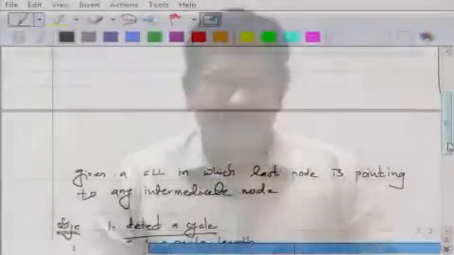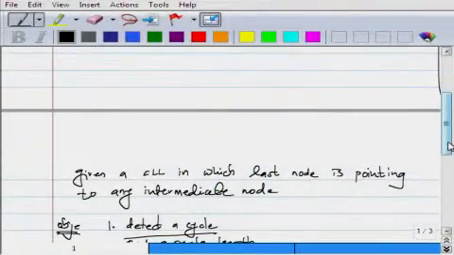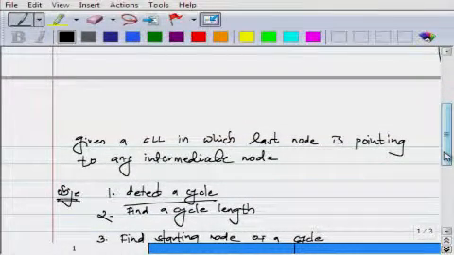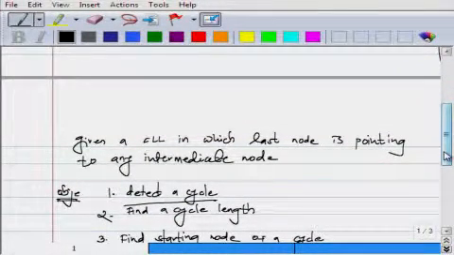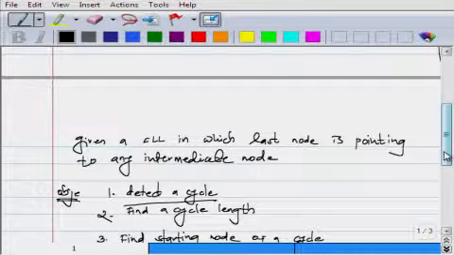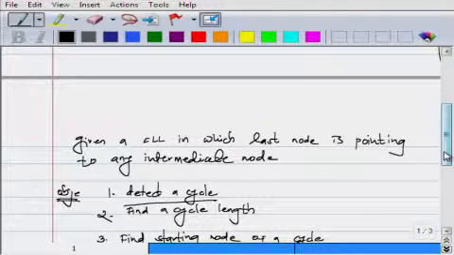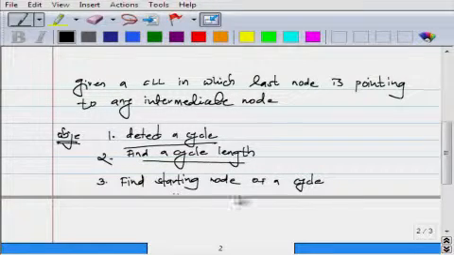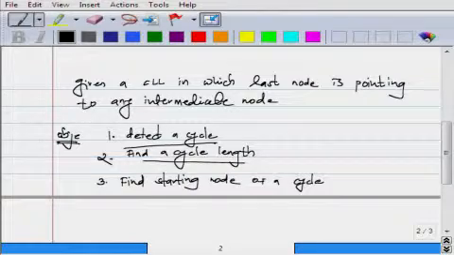Today we will be discussing a problem on finding a cycle in a circular linked list. The problem statement is: given a circular linked list in which the last node is pointing to any intermediate node. Generally, the last node points to the first node, right? So our main objective is to detect a cycle, then find the cycle length, and the third is to find the starting node of the cycle.